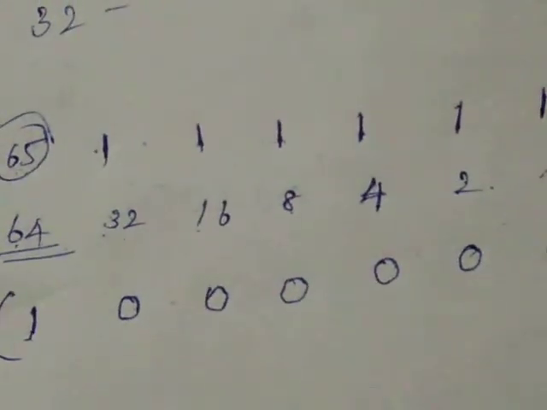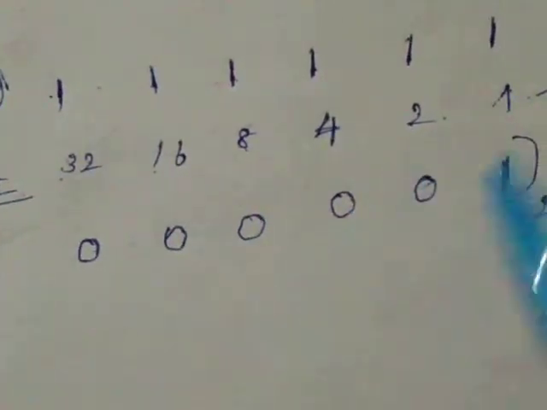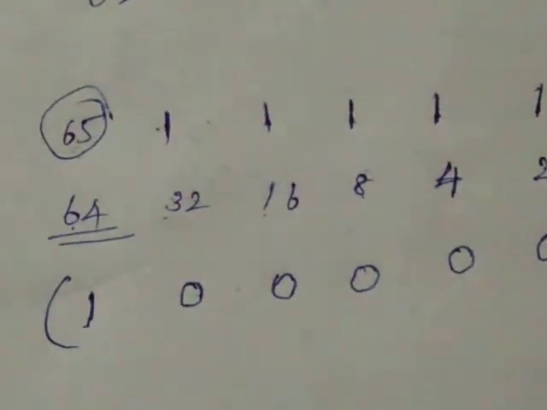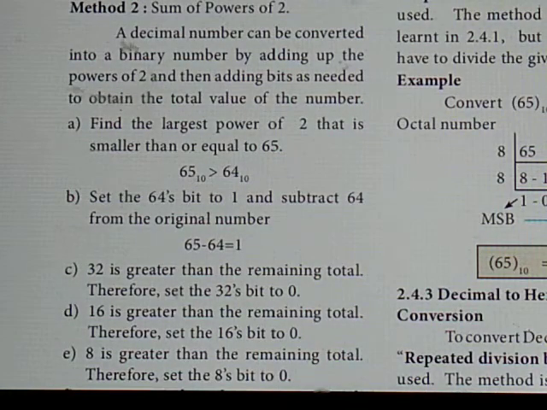So in both methods we will get the same answer, 1 0 0 0 0 0 1. In repeated division we also got the same answer for 65. So this is the second method. Then what is that? Sum of powers of 2. So now let us see this one.